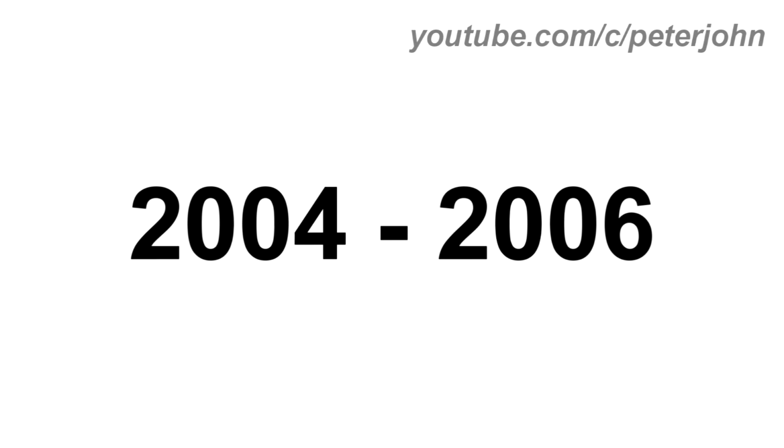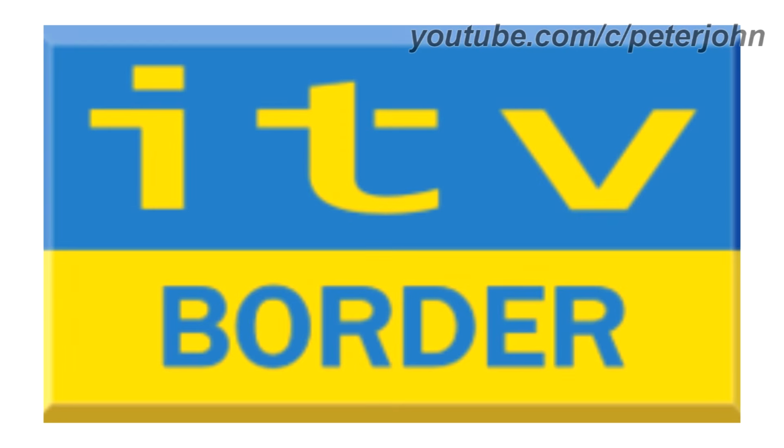2004 to 2006, there is a blue and yellow rectangle, and on the blue part there is the word ITV in yellow text, and on the yellow part, there is the word Border in blue text. Here is the stacked version.